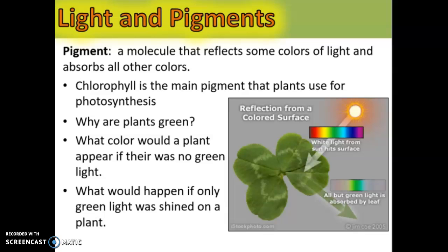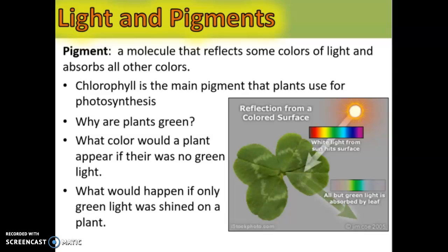Hey everybody, today's lesson is on light and pigments. A pigment is defined as a molecule that reflects some colors of light, but absorbs other colors of light. So when you look at plants, the main pigment that allows them to do photosynthesis is a pigment called chlorophyll. The reason why plants are green is because chlorophyll actually reflects green light, right?